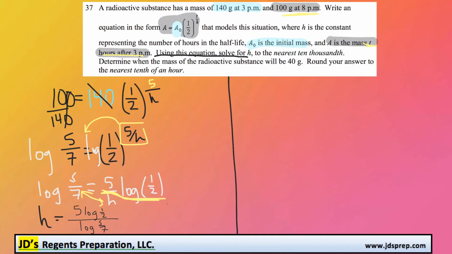And when you type that into your calculator, you should get an answer of 10 point, and we're rounding to the nearest 10 thousandths. So 10.3002.